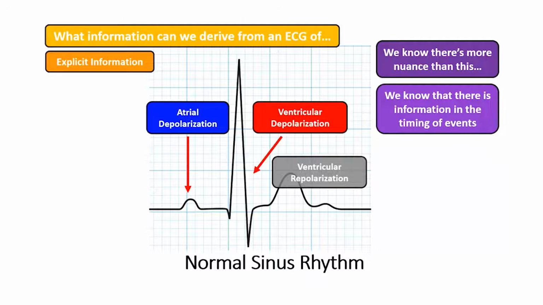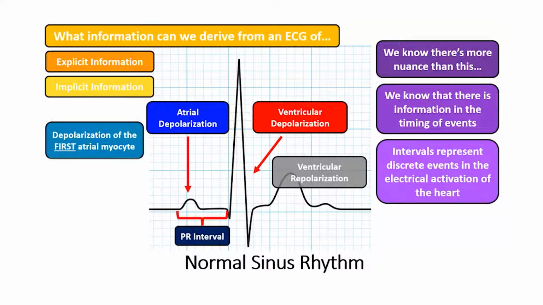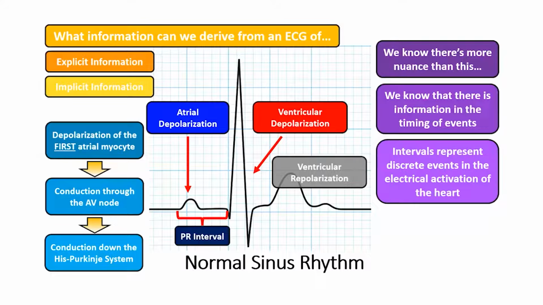We know that there's information in the timing of events, and therein lies the implicit information within our electrical recordings. The intervals that we're going to describe here represent discrete events in the electrical activation of the heart, such as the PR interval, which represents the depolarization of the first atrial myocyte, but also includes conduction through the AV node, as well as conduction down the His-Purkinje system.